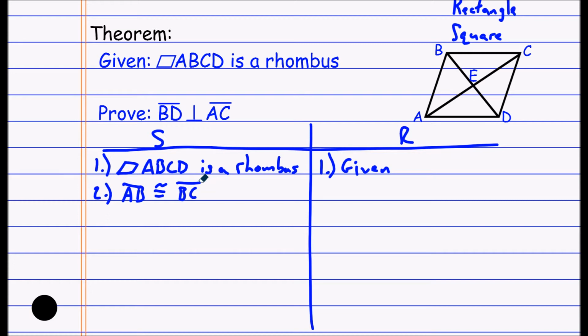So I just labeled one of those pairs. I can go back and label more of these pairs later if I need to, but I think that's all I'm going to need. And that's just the definition of a rhombus.